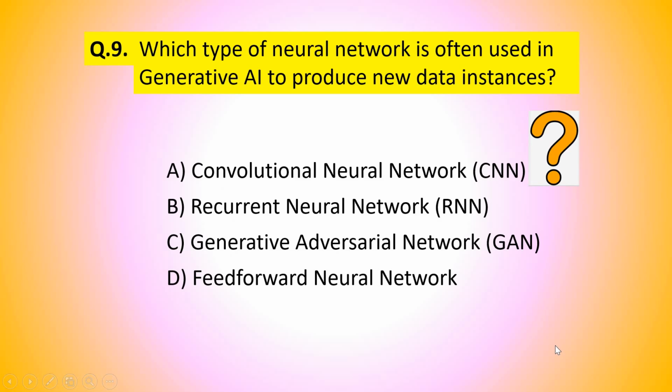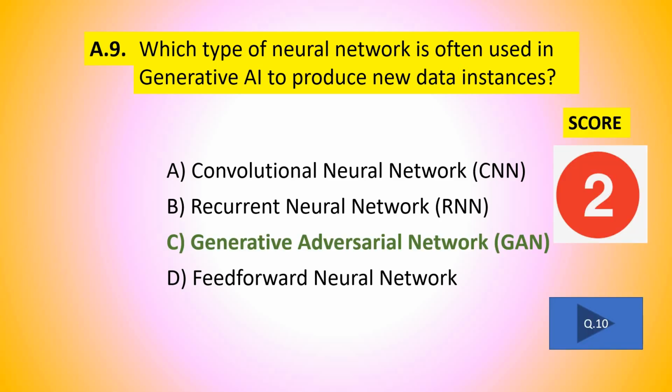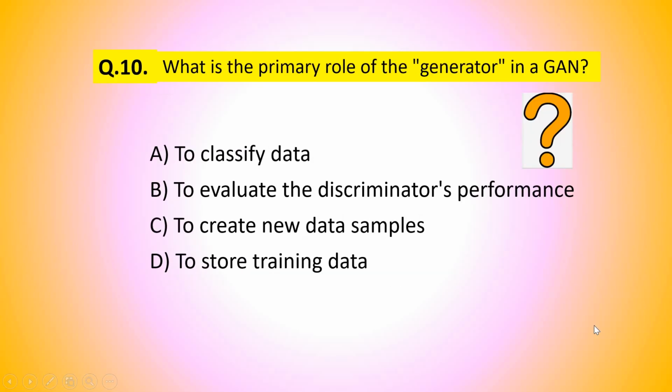Which type of neural network is often used in generative AI to produce new data instances? Your options are convolutional neural network, recurrent neural network, generative adversarial network, and last is feed forward neural network. The correct answer is generative adversarial network. That is called GAN. Okay. Now, next question is number 10.